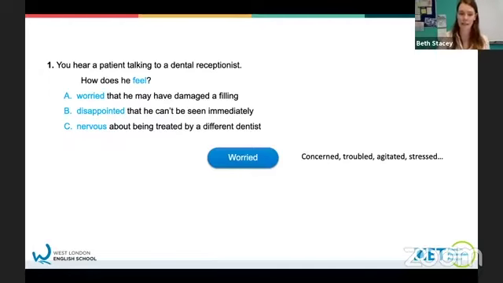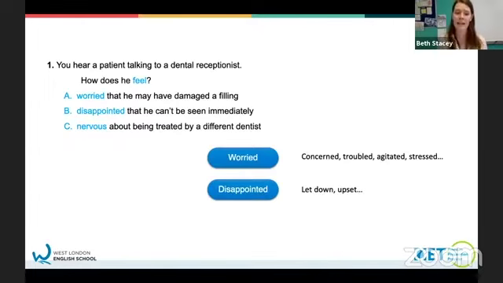So with disappointed, we might hear words like let down or upset, and some synonyms for nervous like anxious, uneasy, tense, something like that.